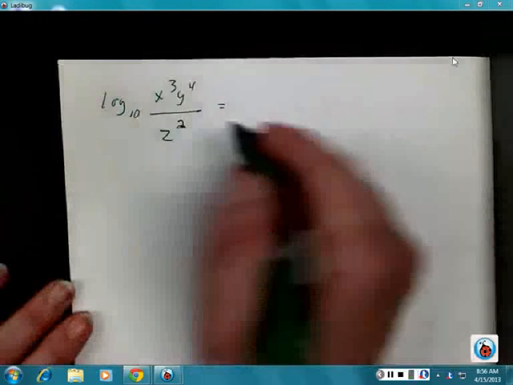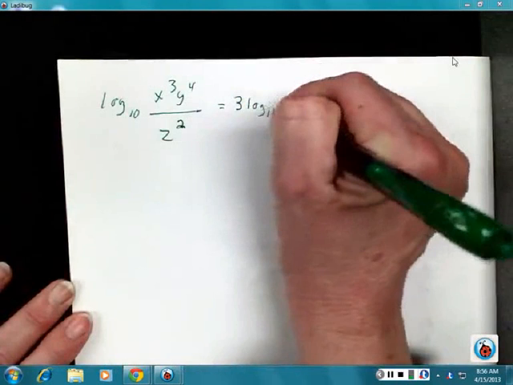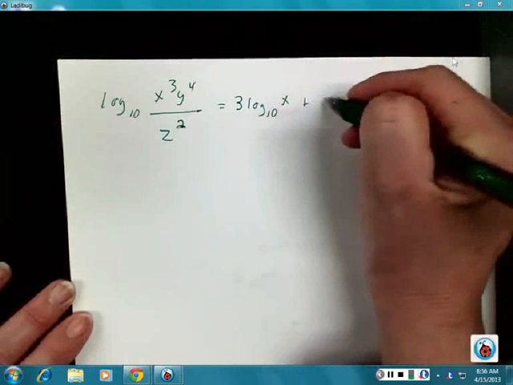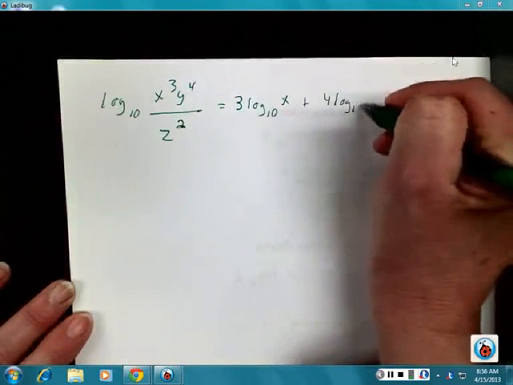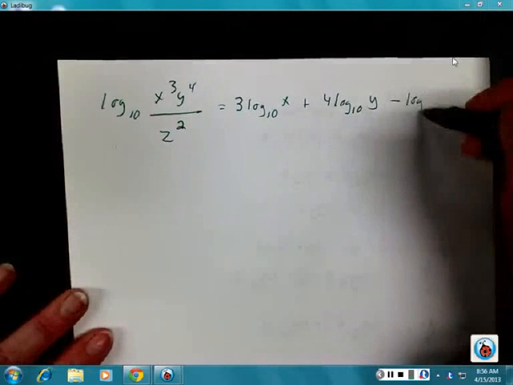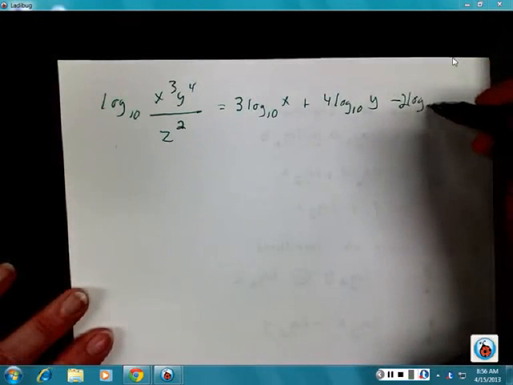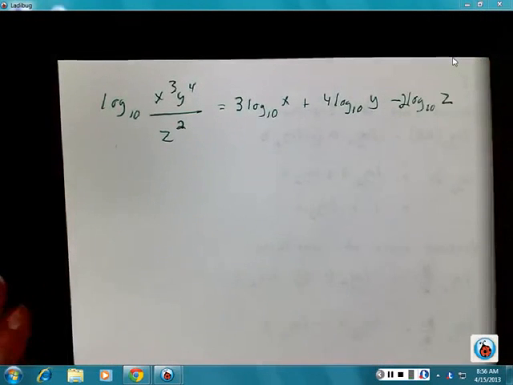So in this case, the complete answer is 3 log 10 x plus 4 log 10 y minus, whoops, I need my 2 in front of there, 2 log 10 z. And so it breaks it apart and puts them all out into separate pieces and separate parts that you happen to have within that.